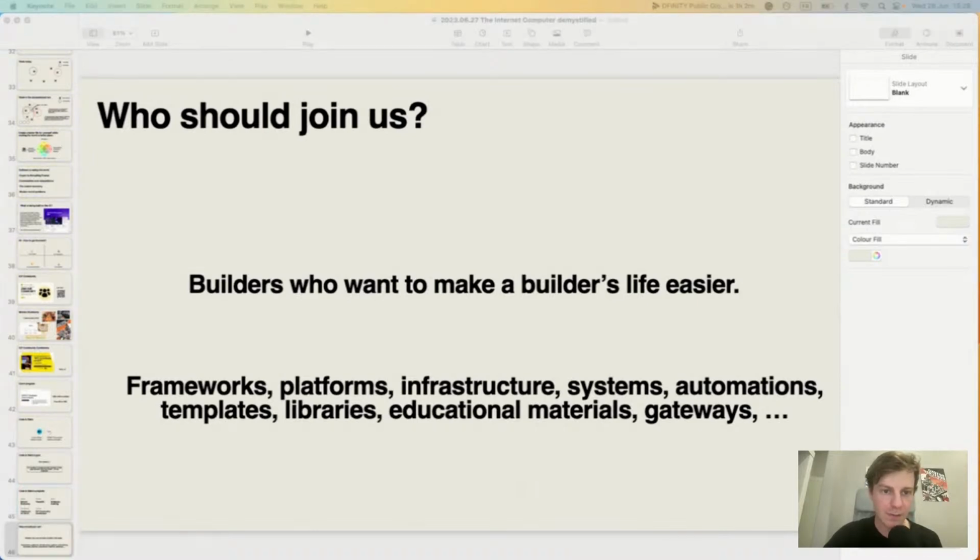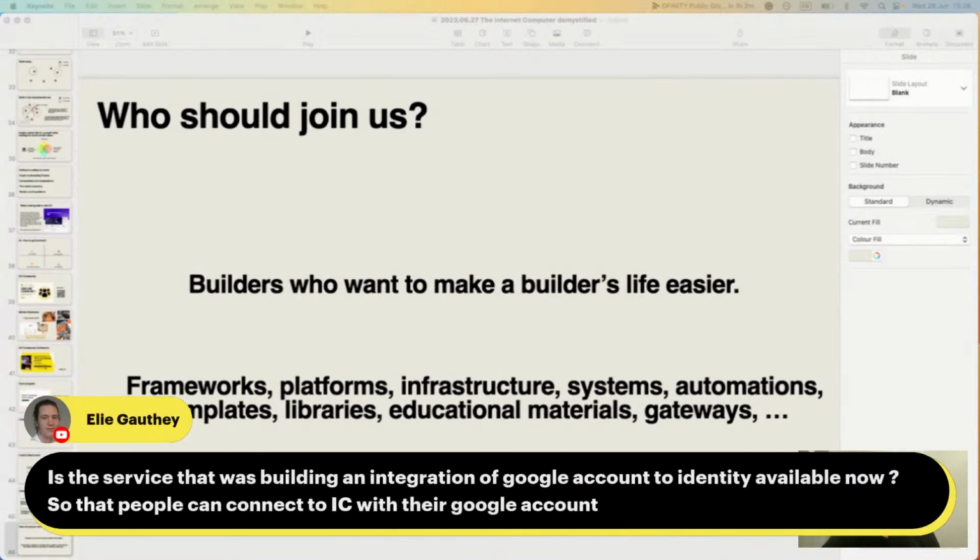Is the service that was building an integration of Google account to identity available now? I think you're talking about NFID, so that people can connect to IC with their Google account. Yes, I think you're talking about NFID, and I think it's ready.